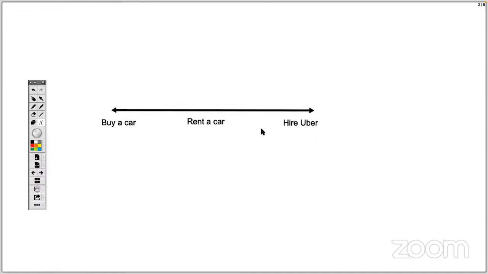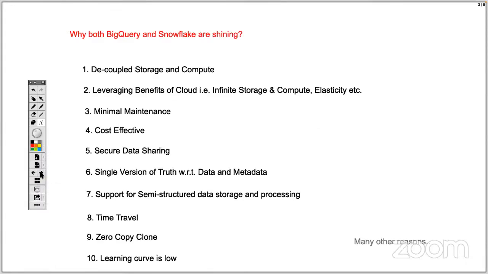So we'll see Snowflake, BigQuery, how they are related to this analogy. We will be looking into that, and where Snowflake is like renting a car and where Snowflake is like hiring Uber. So we will look into these things. Okay, I'm moving forward. So what are the common things between these two technologies?